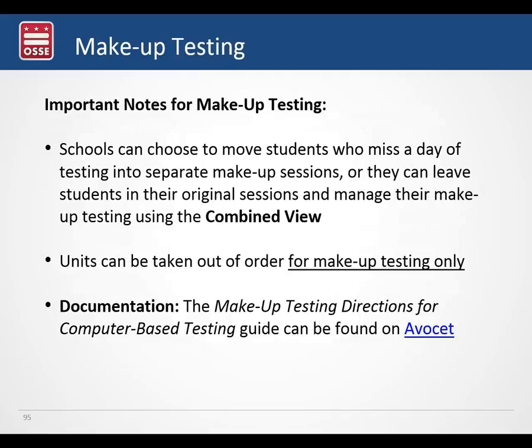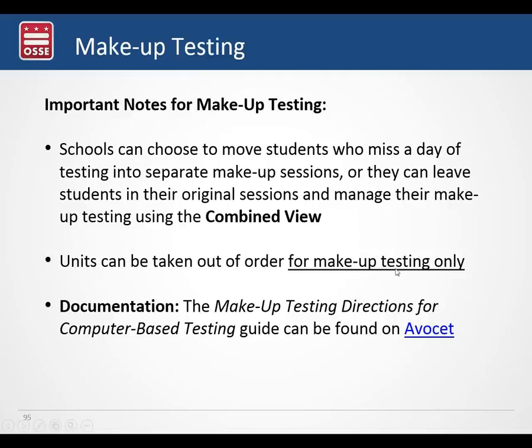Makeup testing. Schools can choose to move students who miss a day of testing into a separate makeup session for that test. Let's say you've got 5 students in 5 different ELA grade 3 sessions who were not there for Unit 1, and you want to move them into a test session together because they're going to make up Unit 1 in a room together. You can either move them into a separate makeup test session, or you can leave them in their original test sessions and just manage through that combined view.